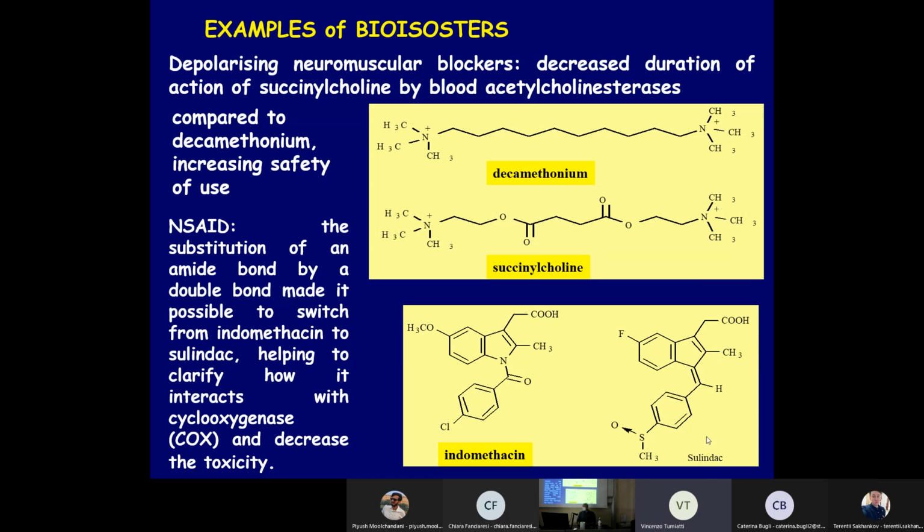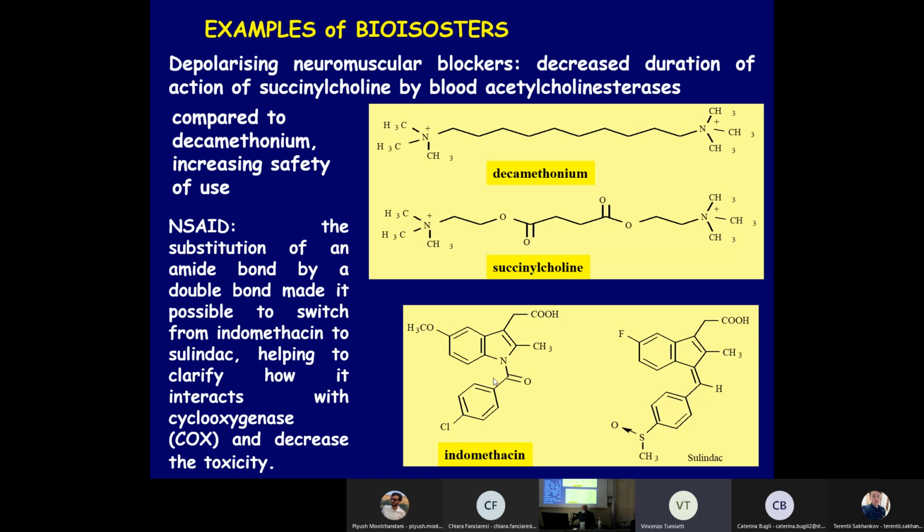Some years ago, Sulindac was introduced on the market. Sulindac demonstrated the same activity of indomethacin with less toxicity. Why?